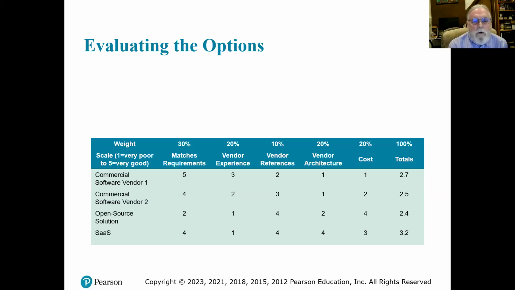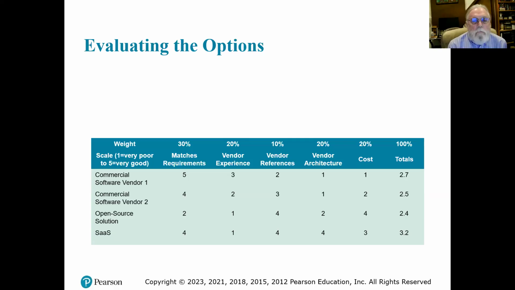So we're going to say commercial software vendor 1. Do they match the requirements that we need? Yes, they get a 5. Do they have experience? Pretty good, average, I would say. So they get a 3. Vendor references, well, we checked with 6 different past customers, and a couple of them had some negative things to say. So maybe they only get a 2. And the cost, wow, they were the most expensive. So they only get a 1.